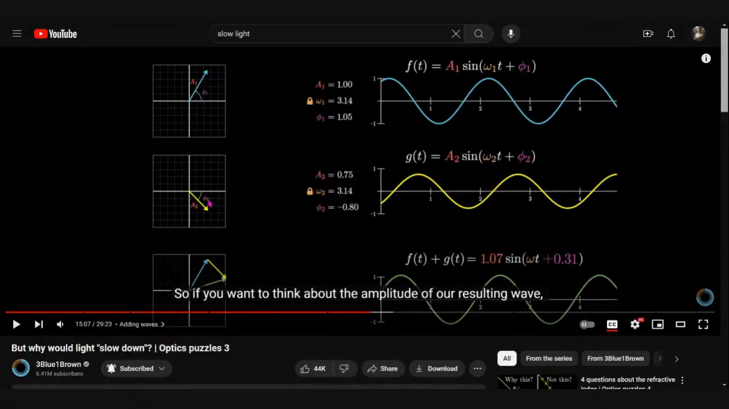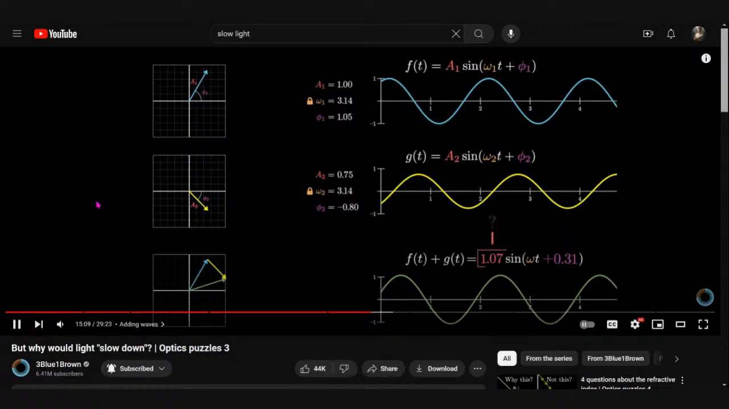So blue, yellow, and green. Let me get rid of this. So the blue and the yellow, you get the green, and the green ends up being delayed.